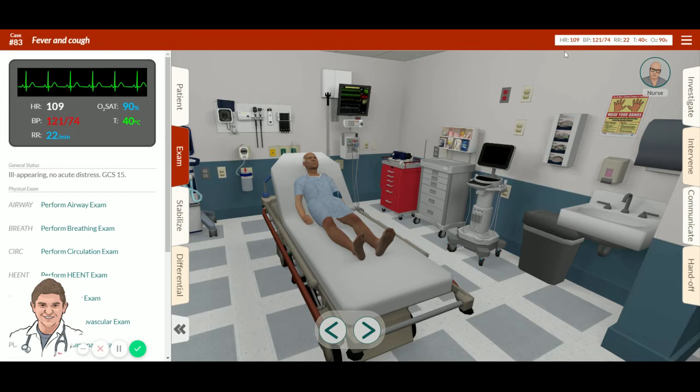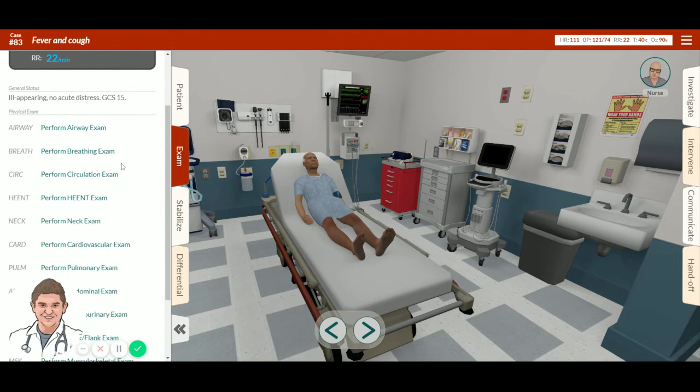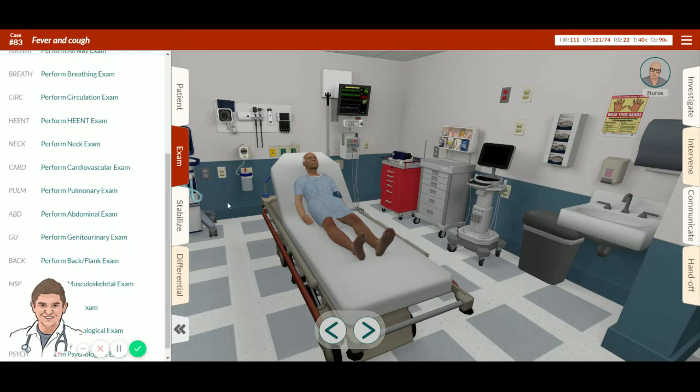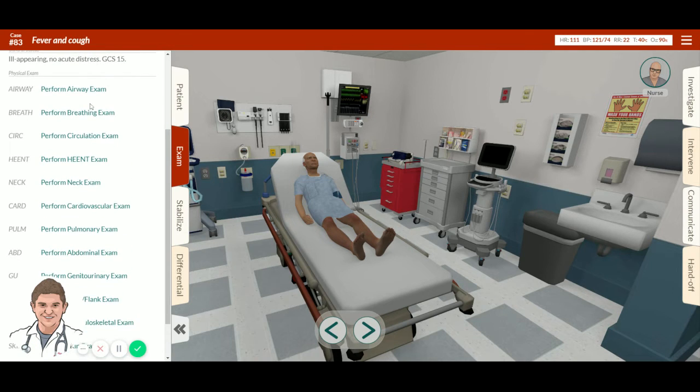So 105 or so. Blood pressure is 120s over 70s. Respiratory rate is a little up to 22. He's febrile. He is hypoxic. So let's move on to the exam. So what do you want to know about this patient, especially on the basis of those vital signs?